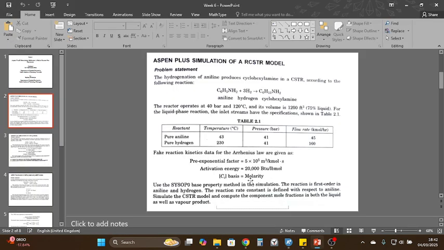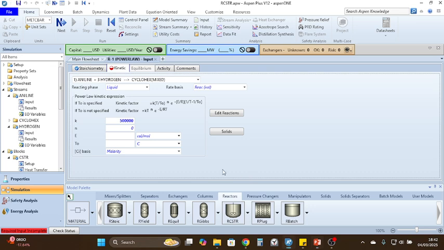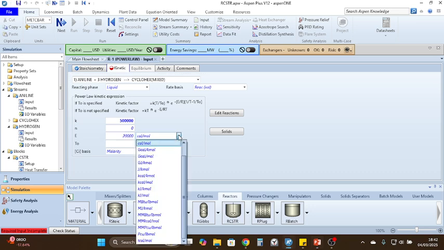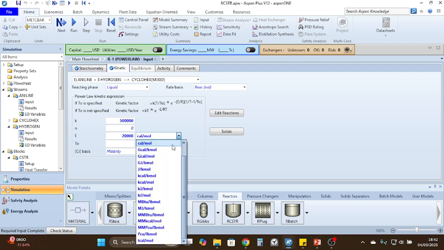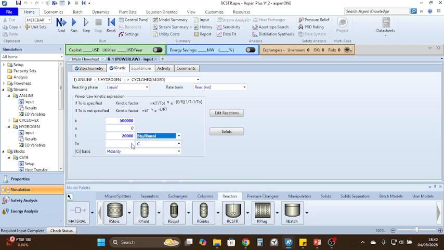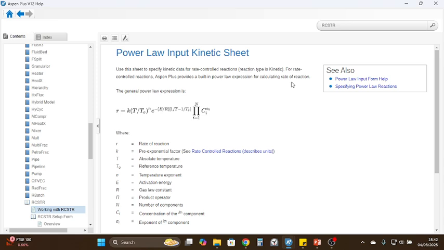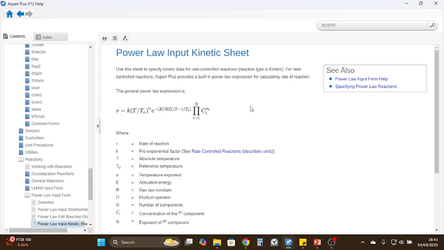Okay. Next is our activation energy. Activation energy is given as 20,000. So 20, 1, 2, 3. And the unit is BTU per pound mole, and the CI basis is molarity. Before entering all this, first let us understand what are these values that are given over here. So we are going to select this over here. So this is the power law kinetic sheet.